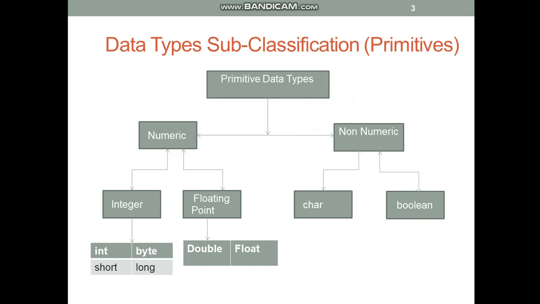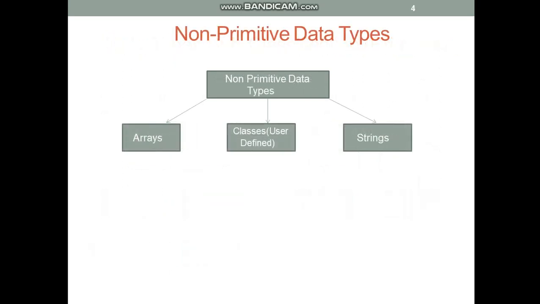Now let's move to the non-primitive types. What are the non-primitive data types? Non-primitive data types are further classified into arrays, user-defined classes, and strings. An array is a collection of elements of a similar data type grouped together, be it integer, float, double, or long. We can have this kind of arrays. And user-defined classes, any class you define yourself, come under the non-primitive type. We also have strings, which are classified as a non-primitive data type in Java.